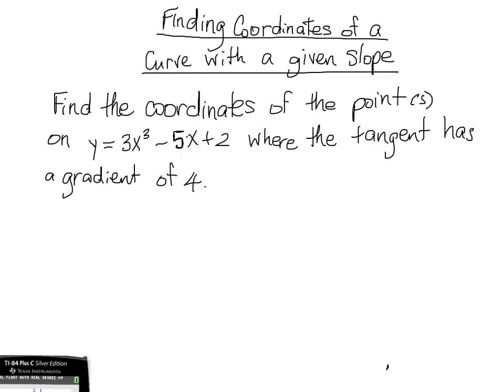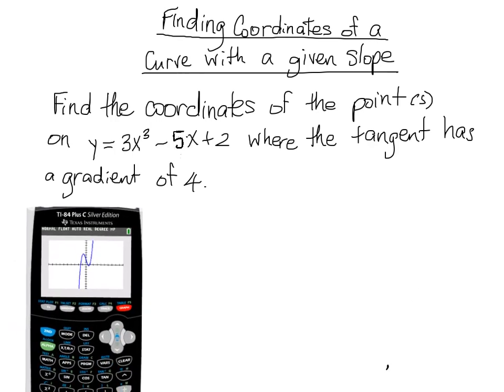So the first thing that I always like to do, and it's not a must, but it's good to be able to visualize, I like to draw my graph on the calculator so I can take a look at what it looks like. So now I have an idea of where the slope is positive. I can see that the slope is positive over here and the slope is positive over here, which means that perhaps the point with a slope of 4 is somewhere up here or maybe down here or both.